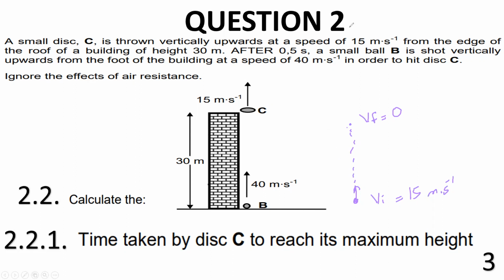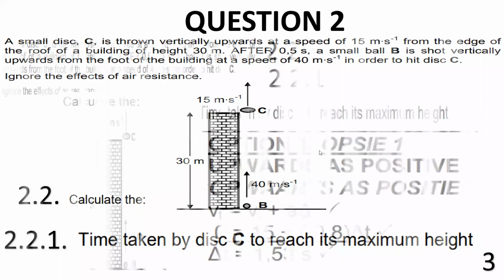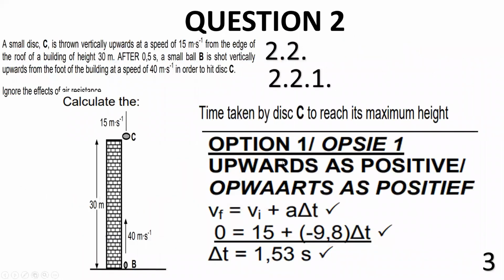Let's see our options for solutions. First of all, you can just redraw the diagram with V initial, V final, and whatever else we know, gravitational acceleration, all details, and then it's going to be very easy for you. Let's see our solution now. Option 1, up is positive. V initial equals 15 meters per second. We said up is positive, so 15 is positive we are going to use.